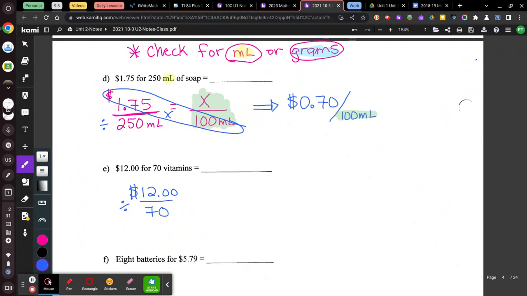This is just talking about plain old vitamins. It doesn't matter. Just like the eggs, it didn't matter. So we're just going to divide the numbers and we end up with my favorite number, 0.17 cents per vitamin. So it's going to cost 17 cents per each vitamin.